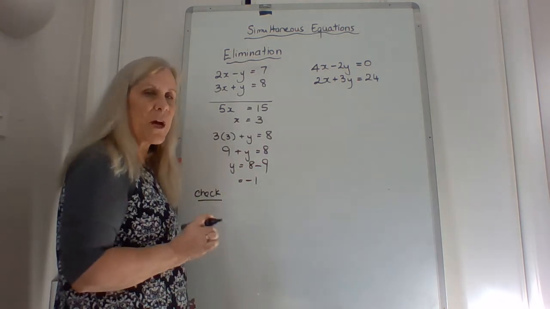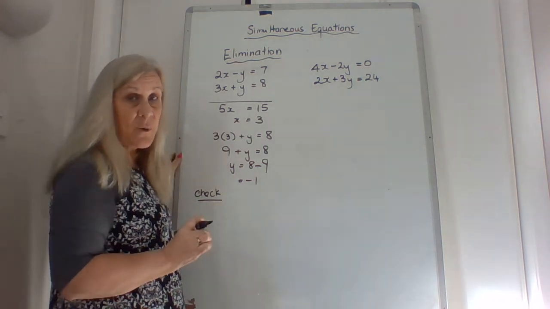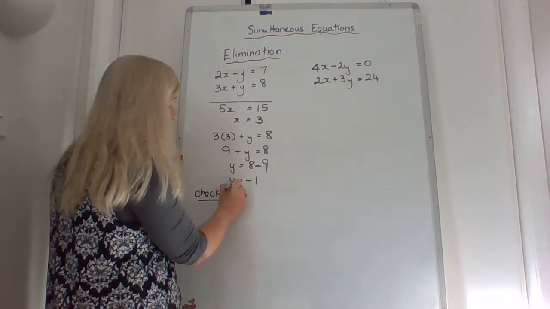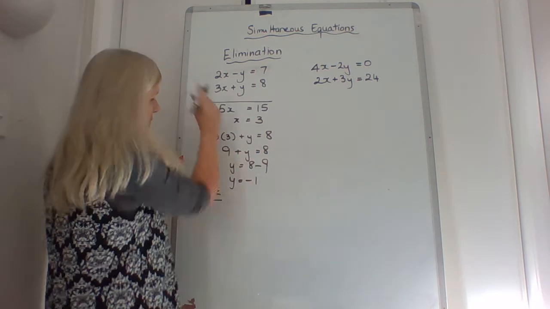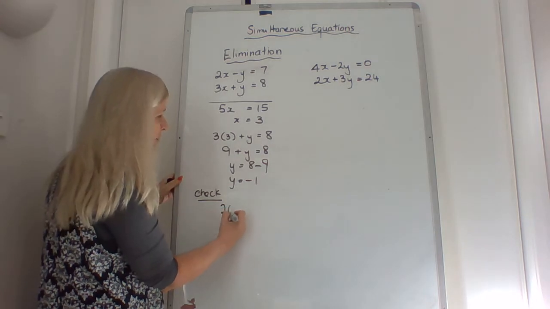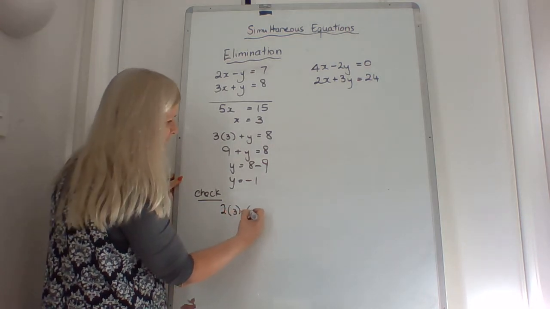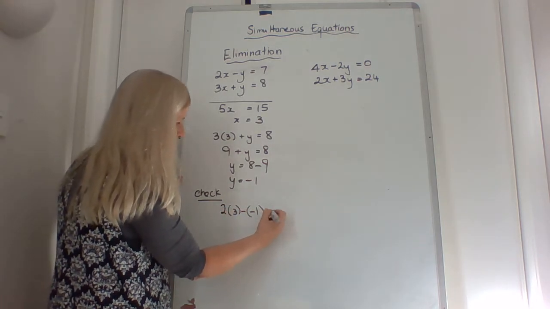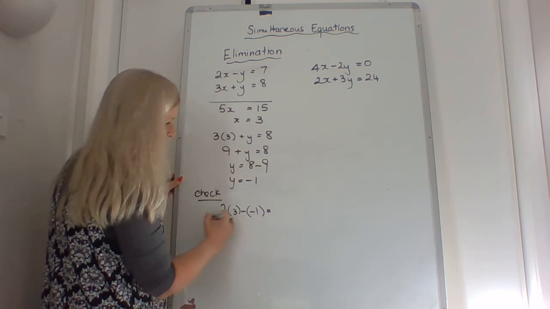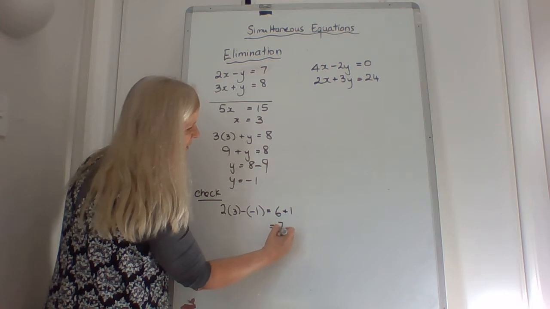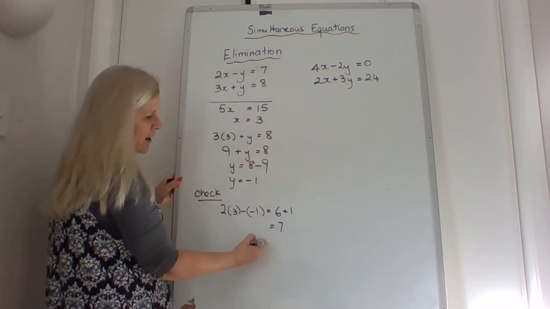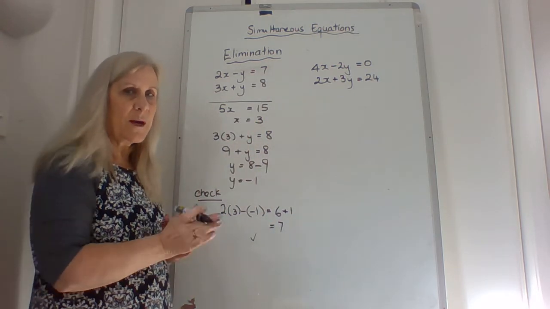Now, a good thing to do is to check it, because then we know we're right. This is one of the few times in maths we can actually check and find out if we're right or not. By using the fact that y equals negative 1 and x equals 3, in the first one, 2 times 3 minus negative 1. What does that equal? 2 times 3 is 6, minus a negative is plus 1, equals 7, which is the answer. So I now know I've got the right ones.